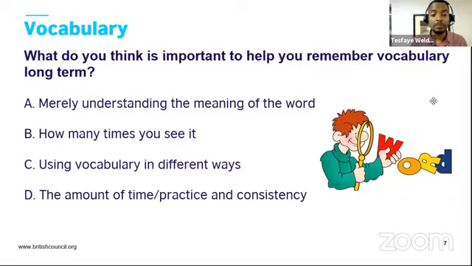To help you remember vocabulary long term, which of the options given are important? Only understanding the meaning of the word? Is that enough, or is there anything else? How many times you see it? Using vocabulary in different ways? The amount of time or practice and consistency?